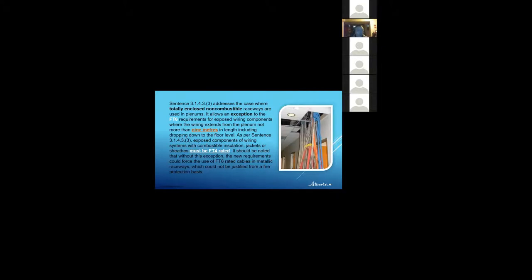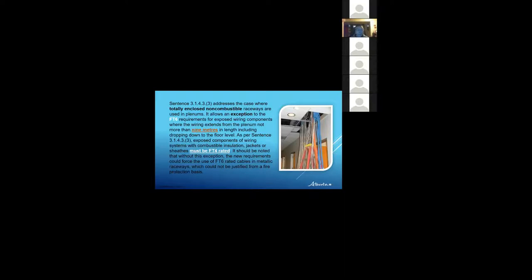Plenum cables, I had done that one. FT4 rating when enclosed in non-combustible raceways. Okay, so as you can see, there's quite a lot of wires coming from the plenum. Sentence 3.1.4.3 addresses the case where totally enclosed non-combustible raceways are used in a plenum. It allows an exception to the FT6 requirements for exposed wiring components, where the wiring extends from the plenum not more than 9 meters in length, including dropping down to the floor level. So you're allowed to use the FT4 cable in the exposed area, but in the plenum itself, it has to be protected by a totally enclosed non-combustible raceway.